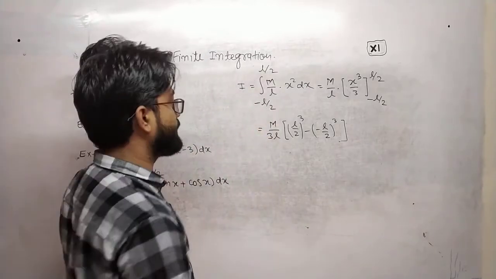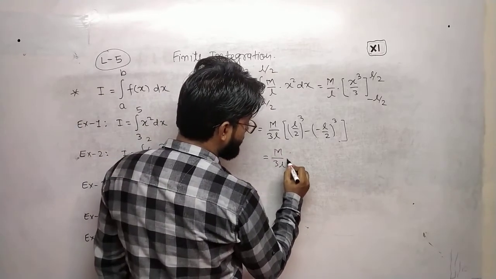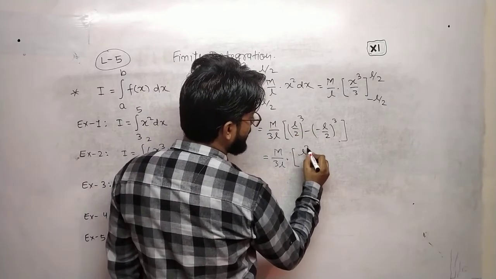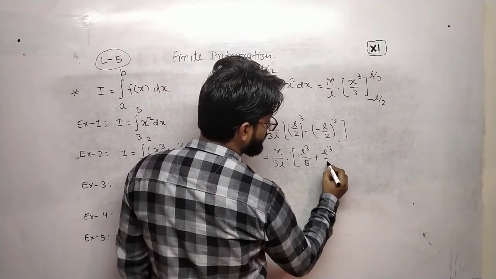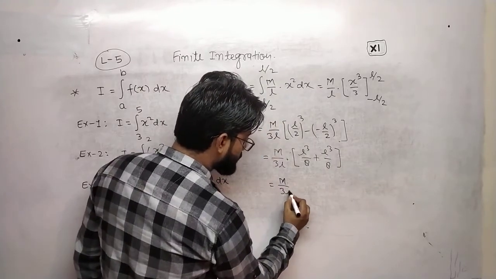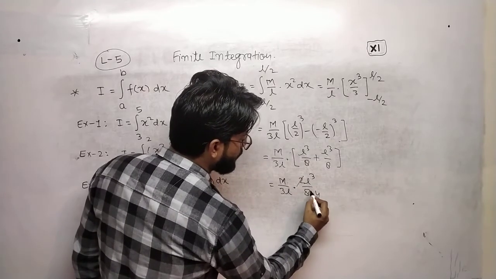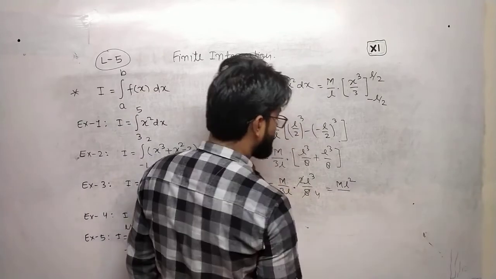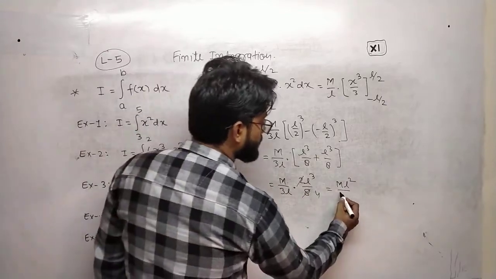Okay, now m by 3l will be equal to l to the power 3 upon 8 plus l to the power 3 upon 8. It will become m by 3l times 2l cube upon 8. 4l will cancel, means ml square, 1l cancels, ml square upon 12. This is your final answer.